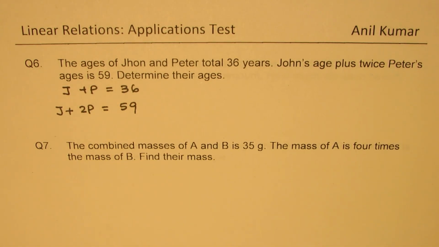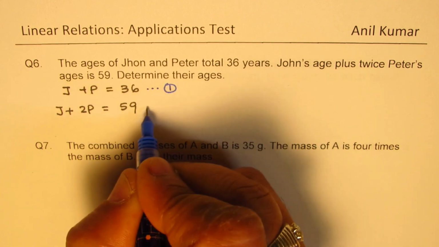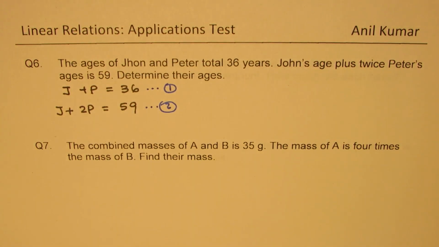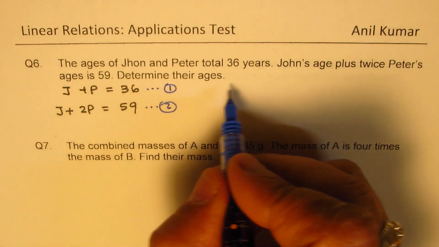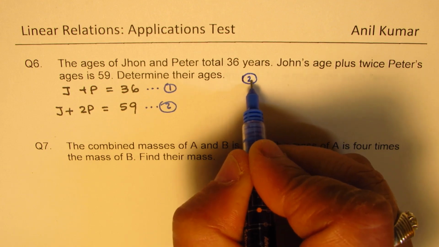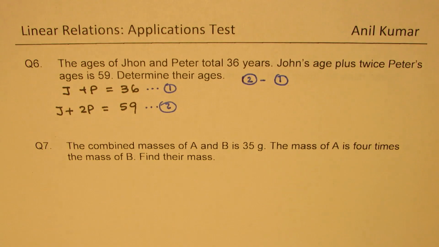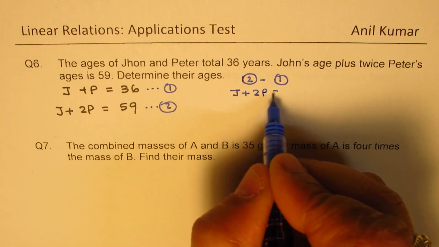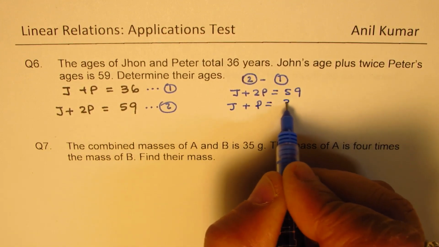So let's again number them. Whenever you have more than one equation, it is a good idea to number your equations so that you can work with them. We need to find their individual ages. So one way is that we could just do equation 2 minus equation 1. So this minus this. We have J plus 2P equals 59, and we also have J plus P equals 36.